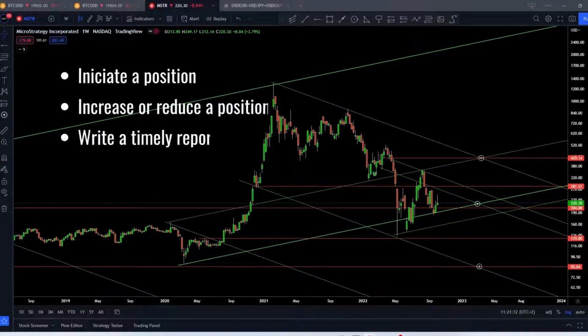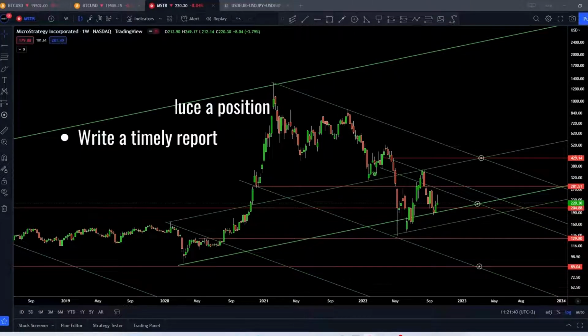This could be to enter the market, add to or liquidate part of an existing position, write a forecast for a client base, and so on and so forth. So let's get to it.